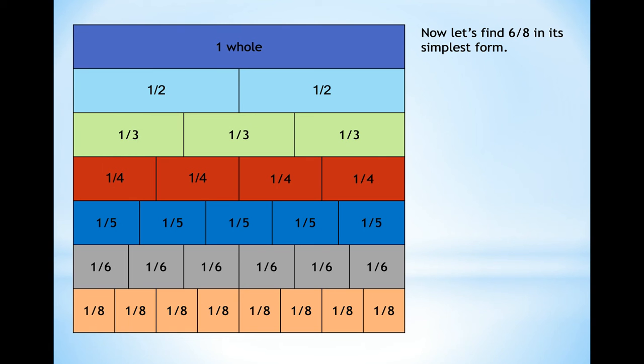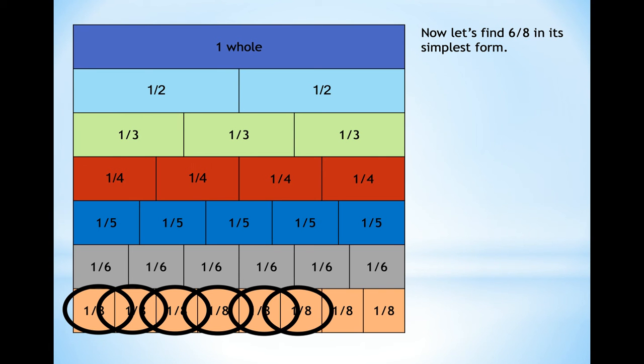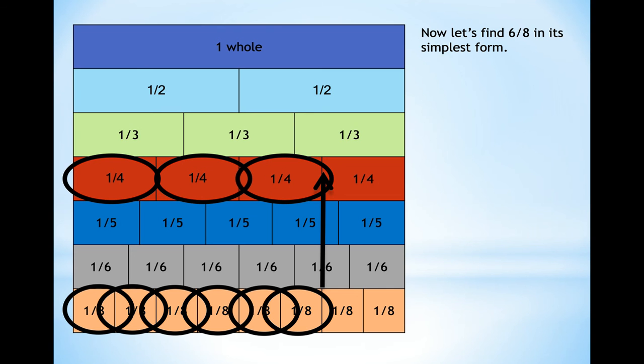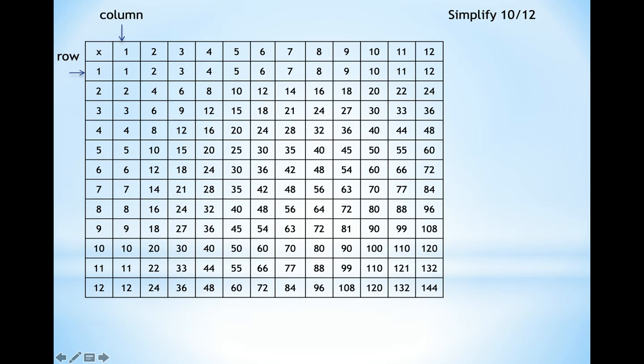Another example is 6/8. 1, 2, 3, 4, 5, 6/8. Then if I work my way up, I can see that the smallest equivalent fraction is 3/4. I know it's in its simplest form because if I continue up my fraction wall, there are no other fractions that intersect it exactly.